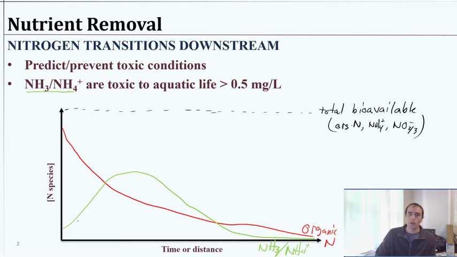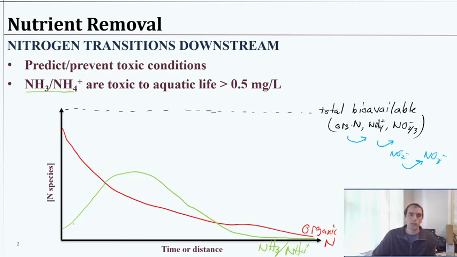Well, ammonia is also transformed into nitrite. So this organic nitrogen goes to the ammonia form. That one goes to nitrite, NO2 minus, which then goes to NO3 minus, nitrate. That's the general way things go. Organic to ammonia, to nitrite, to nitrate.